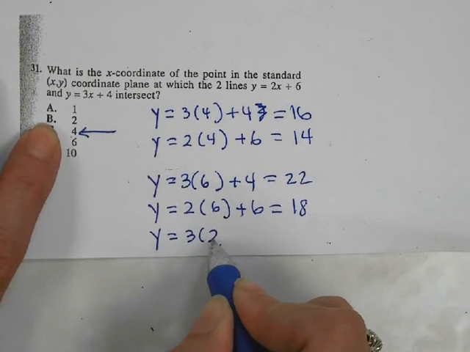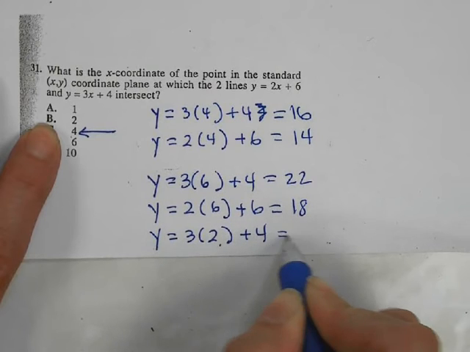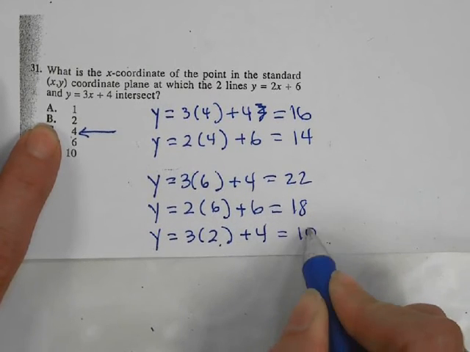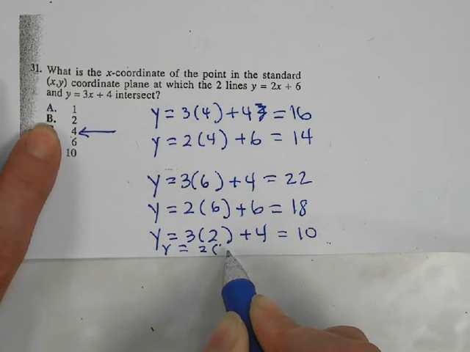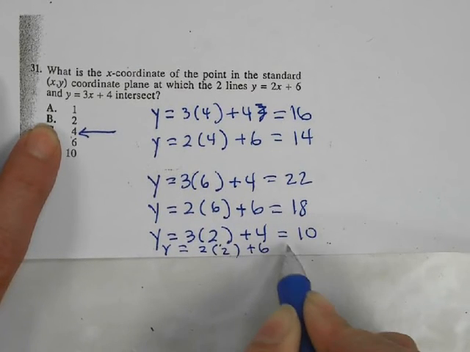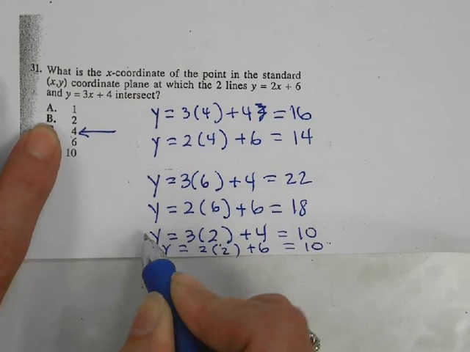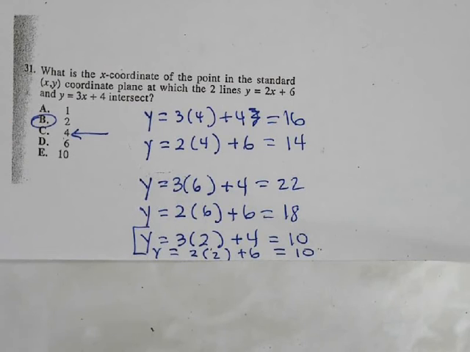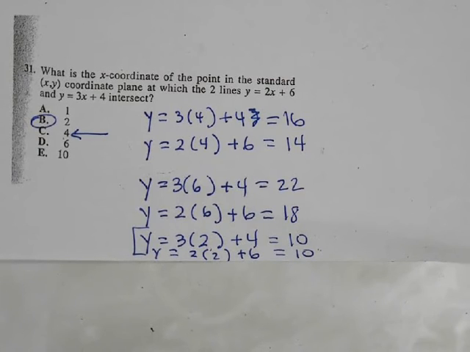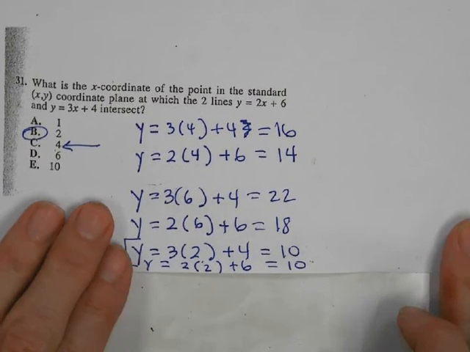Y equals 3 times 2 plus 4. That's 6 plus 4 is 10. Y equals 2 times 2 plus 6. 4 plus 6 is 10. Voila. There's my answer. B. Using check the choices. Not the best way to do it, but I got the right answer.